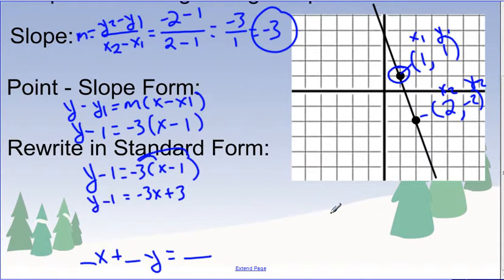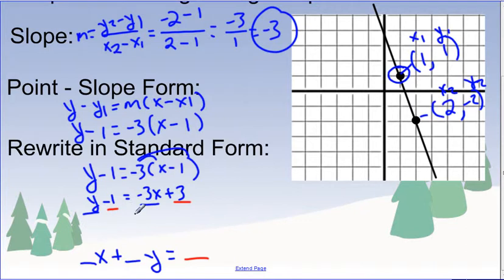Okay, parentheses are gone. Remember our goal. We want to get the x value and the y value on the left. We want everything that does not have an x or y value on the right. So we want the stuff I've underlined in blue on this side, the stuff I've underlined in red on this side. Well, let's get rid of this.